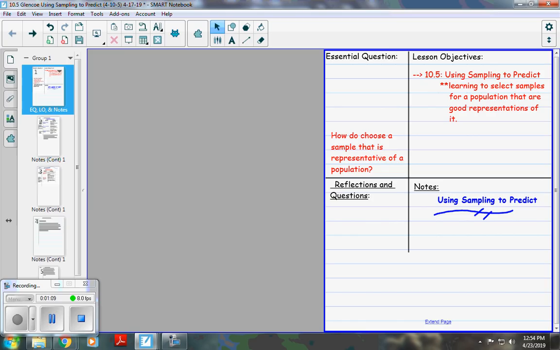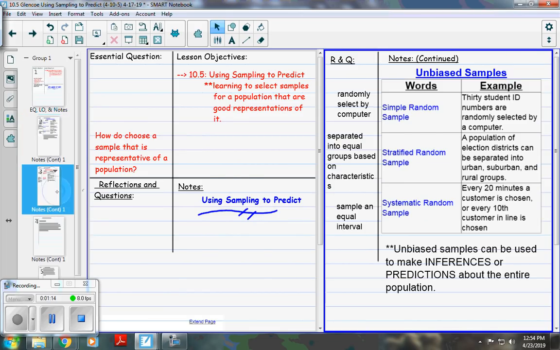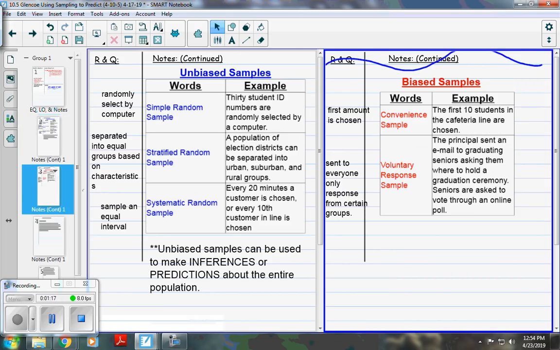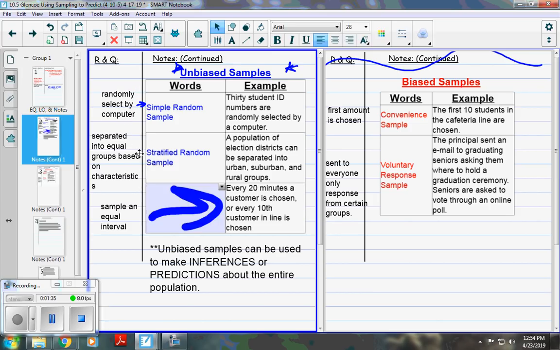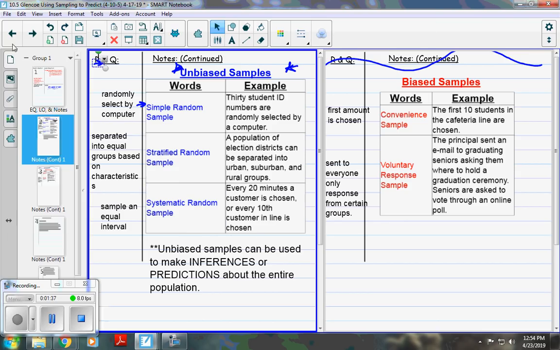I'm going to show two slides ahead, and it is two separate sections. The one on the left is going to be our unbiased samples. So these are techniques for unbiased sampling, and please make sure that these little tidbits are fitting right to the left of our words here. So like randomly select by computers is right here. Then we have our other short phrase right next to stratified. Ooh, that is not what I wanted it to do. And then the last one, sample and equal interval, is right there.